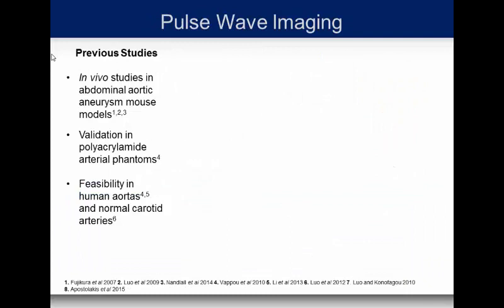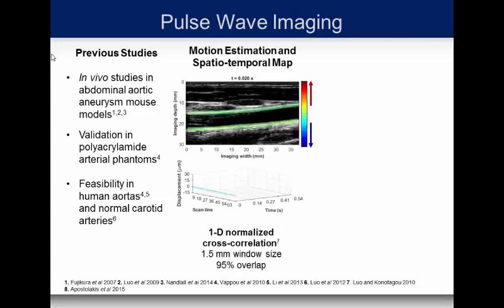So some of the previous work that we've done with the method: we've done in vivo studies in mice with abdominal aortic aneurysms. We've done validation in phantoms, and we've also done feasibility in normal human aortas and carotid arteries as well. In all these methods, typically what we've done is use a 1D normalized cross-correlation method to calculate the axial pulse wave-induced wall displacements. Here we're showing the overlay of the posterior and the anterior wall displacements onto the B mode. And as the artery dilates, we can see a wave that propagates very quickly across the image segment.